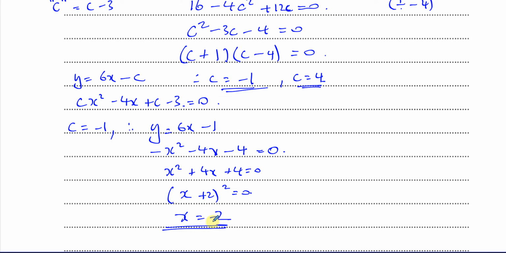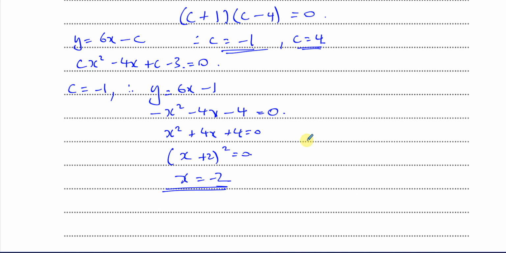As you can see, it's a repeated root as we would expect. So x equals minus 2. So therefore, we can say y is equal to, we know that it's 6x minus c. So you're going to have y equals 6 times minus 2 minus c, and c is minus 1. You've got to be careful here.